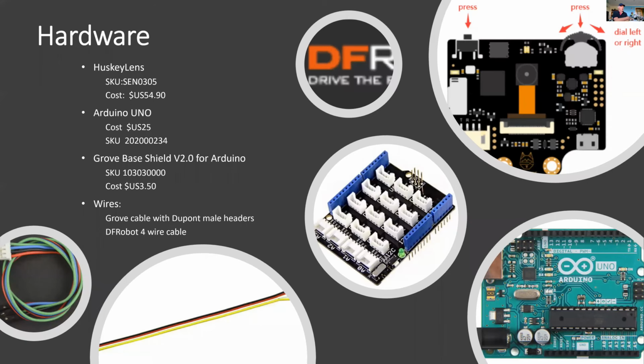So for the hardware, I'm going to use the HuskyLens AI camera. And it will be coupled to an Arduino UNO computer, which has a Grove base shield. And the HuskyLens will be connected to the Arduino using the I2C port via 2 cables. So I'm just connecting these cables together. The Grove cable connects to the DFRobot 4-wire cable.